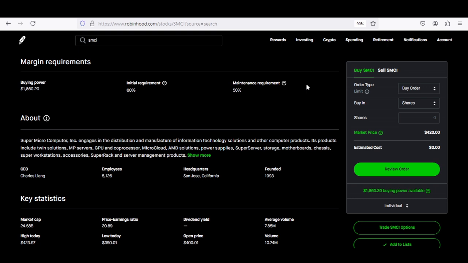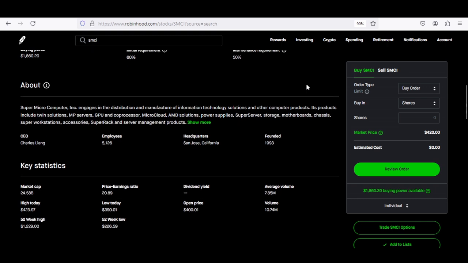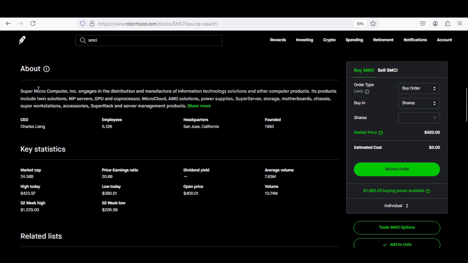Now, to get information about the company and what it does, you could always scroll down to the About section and read what this company does. Let's go ahead with just the first line only. Super Microcomputer Inc. engages in the distribution and manufacture of information technology solutions and other computer products. To get the full description of what this company does, simply click into More.